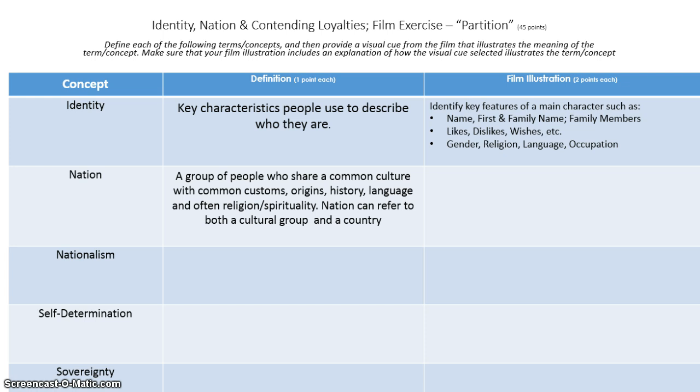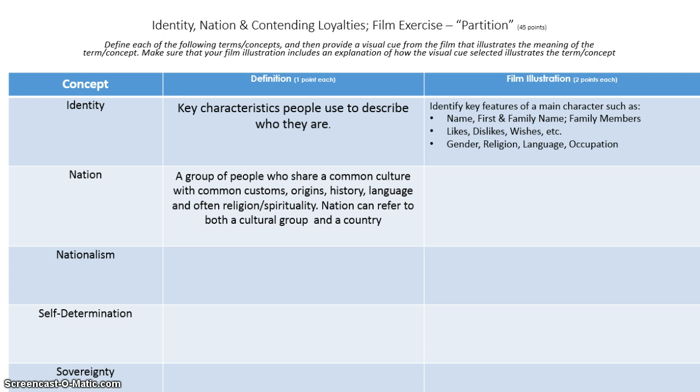So with this definition in mind, and again, once you have completed all the definitions, as you begin to view the film, when you see some element from the film, again, whether it's a scene, a setting, a person, an event, an action that you believe illustrates the meaning, you would provide that in the film illustration portion of the assignment. And also there you would provide an explanation as to how and why this visual cue illustrates the meaning of that particular concept. So what would you do for nation?